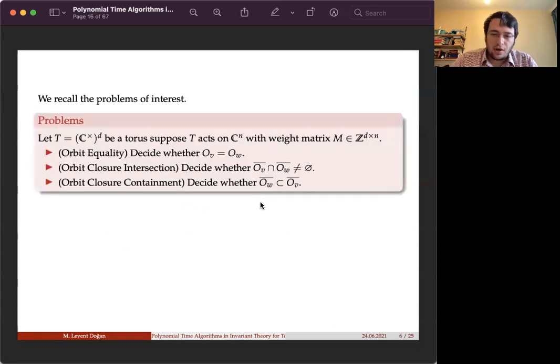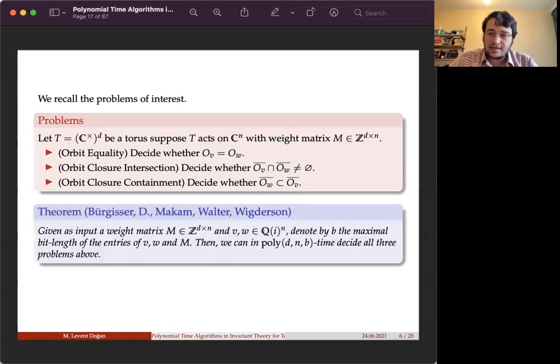So now let's recall the problems of interest. We have a torus of rank D and the scaling action on the n-dimensional vector space. And this action is encoded as the weight matrix M. Given vectors V and W in the vector space, we want to decide, first, are the orbits of V and W the same, orbit equality? Two, do the Zariski closures of the orbits of V and W intersect, orbit closure intersection? And three, is the orbit closure of W contained in the orbit closure of V, orbit closure containment?